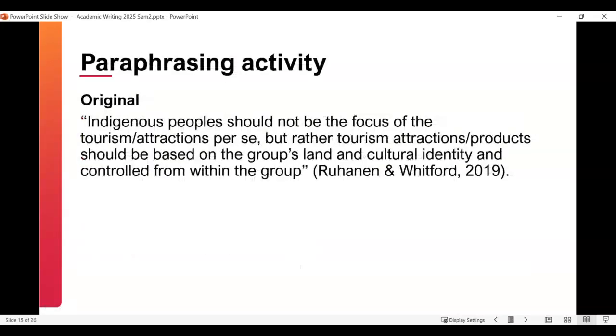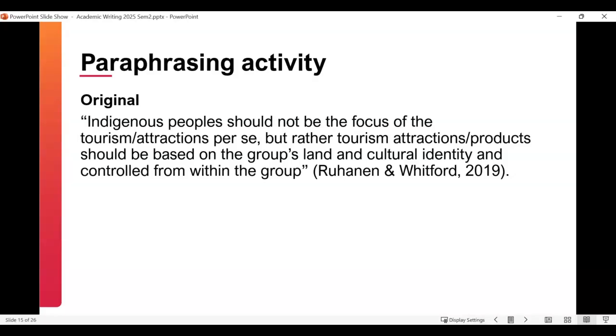So let's move on to an activity. You have a sentence up there on the screen. Indigenous peoples should not be the focus of the tourism attractions per se, but rather tourism attractions or products should be based on the group's land and cultural identity and controlled from within the group.